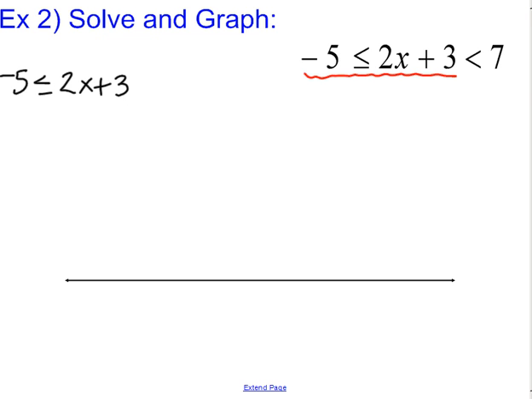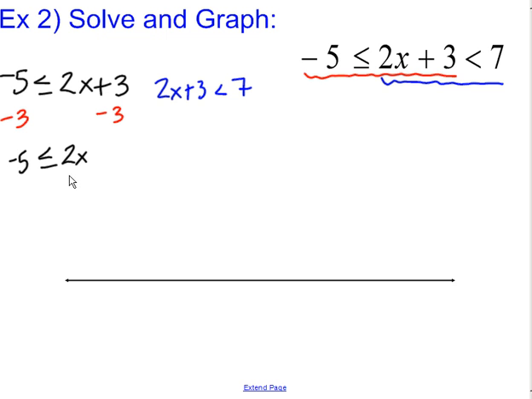All right, and then here's the other inequality. 2x plus 3 is less than 7. And we can work them separately. So let me do that. I'm going to subtract 3 from both sides. That's going to give me 2x, doesn't change the sign, negative 5. And then I'm going to divide both sides by 2. There we go. And I get negative 5 halves is less than or equal to x.